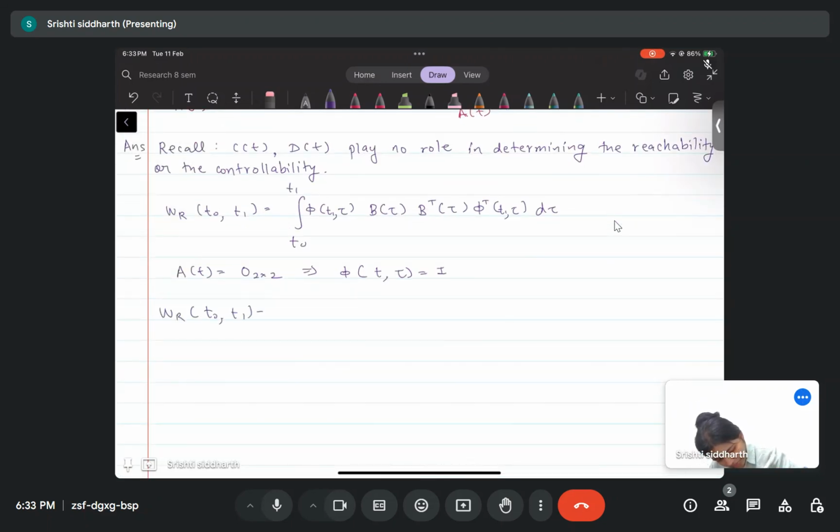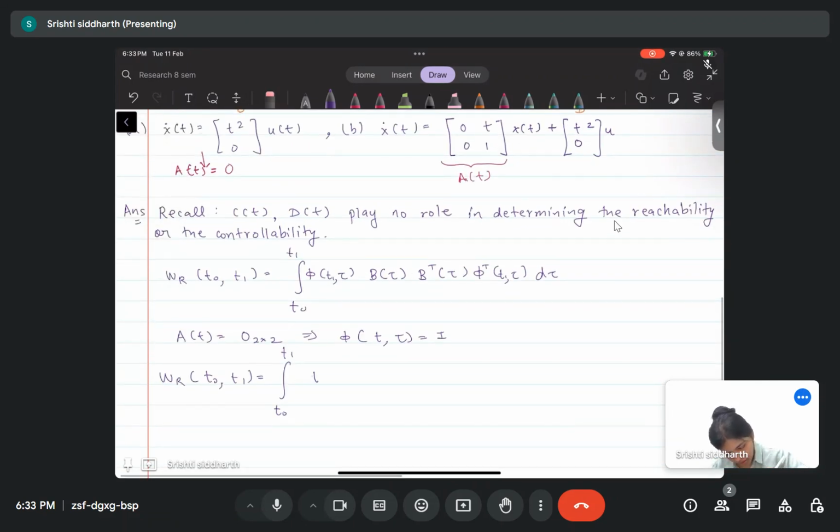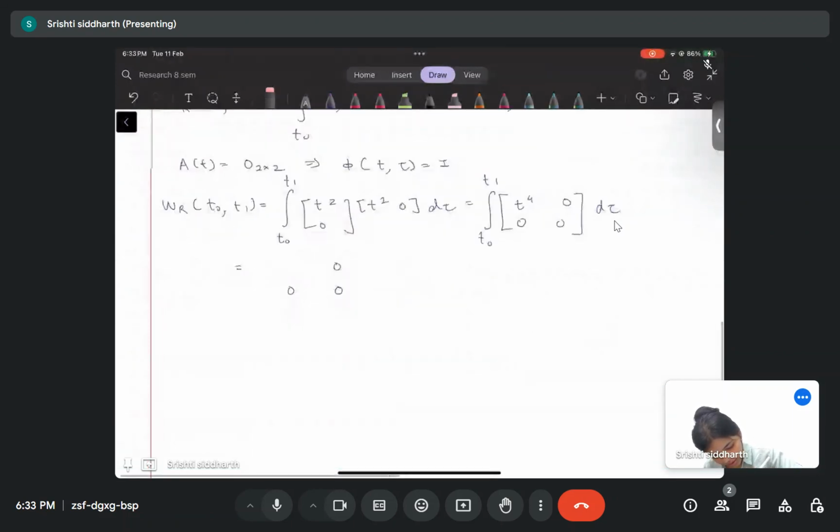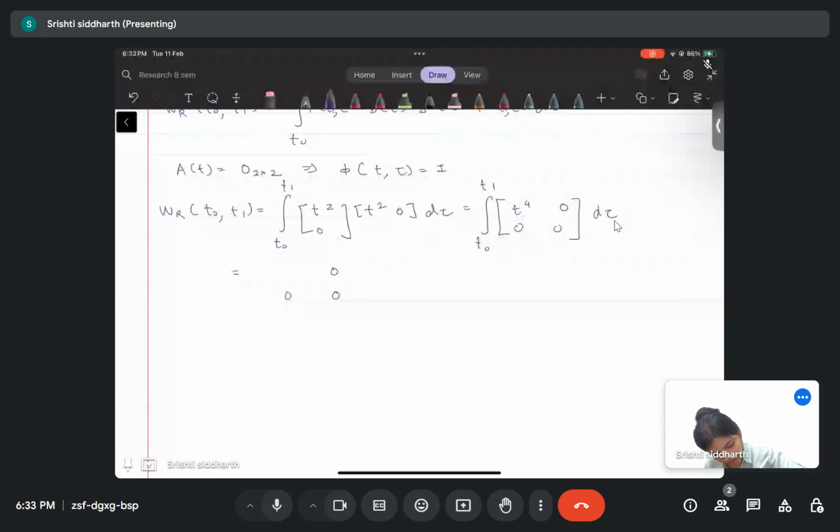WR(T0, T1) is the integral from T0 to T1 of identity times [t^2, 0] [t^2, 0] transpose d tau, which is, so we just have to integrate each element of this matrix. So we have zeros everywhere else except we have (T1^5 minus T0^5) over 5.